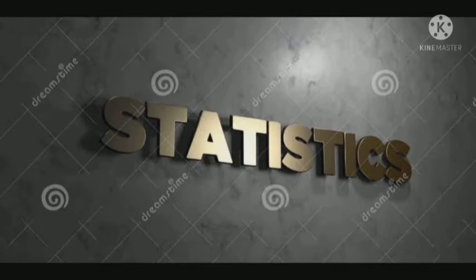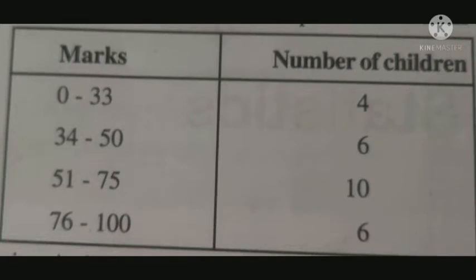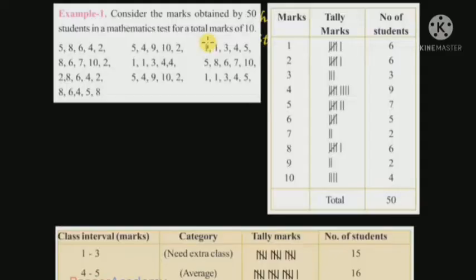Today we are discussing the 10th class 14th chapter, Statistics. In the previous class, we learnt about the difference between ungrouped data and grouped data. In figure 1, it is ungrouped data because it has no class interval. In figure 2, it is grouped data because it has class intervals. We also learnt how to present this data in the form of tables.